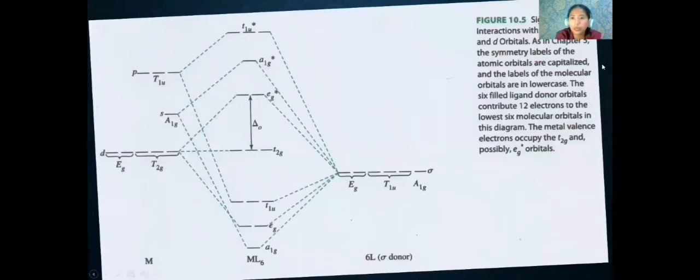Another one here is the sigma donor interaction with metal s, p, and d orbitals. Okay, so the symmetry labels of the atomic orbitals are capitalized, there, the E, T, and A.